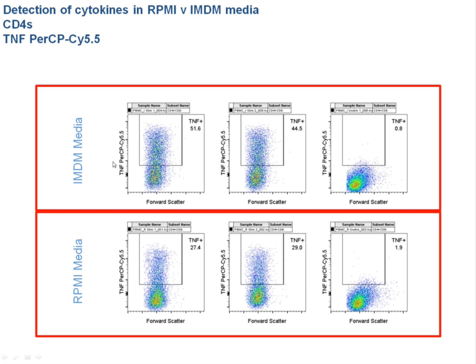And I actually did this a while ago. I compared our complete RPMI media versus complete IMDM media, and I saw this with a number of cytokines. Some of the cytokines seemed comparable whether it was RPMI or IMDM. But in this example, looking at tumor necrosis factor, you can see it's almost a twofold difference. This is just stimulated with PMA and ionomycin, but it's over 52% in IMDM versus RPMI.